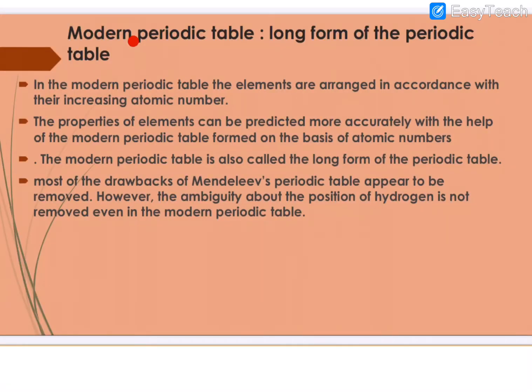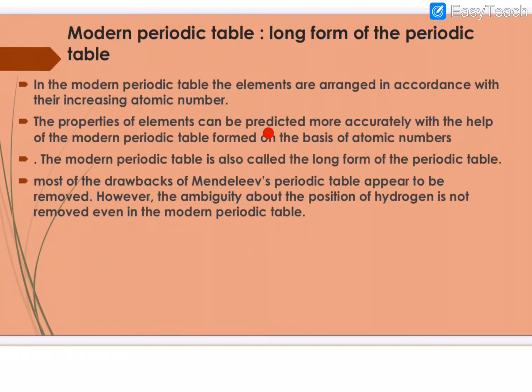The modern periodic table, or the long form of the periodic table. The other name of the modern periodic table is the long form of the periodic table. In the modern periodic table, elements are arranged in accordance with their increasing atomic number. Before that, the elements were arranged in a periodic table according to increasing atomic mass. But in the modern periodic table, elements are arranged according to increasing atomic number.